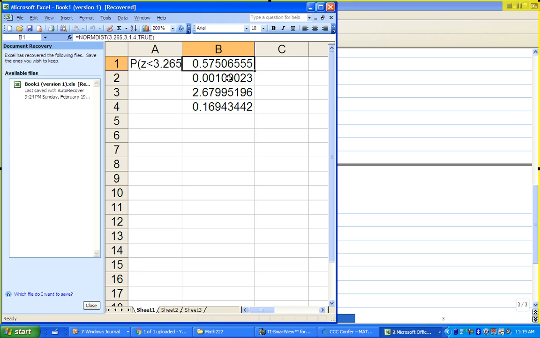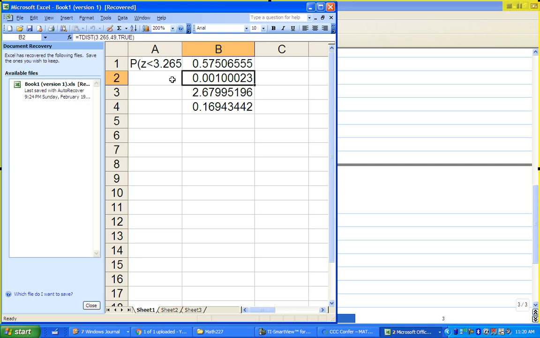If you wanted to do the same thing, except let's say you want to find the probability that T is less than 3.265 with degrees of freedom 49, then you would just say T dot dist. Again, this one's an older one. They don't have the period.